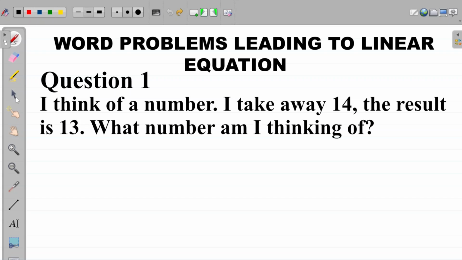Question 1 says, I think of a number, I take away 14, the result is 13. What number am I thinking of? So this is a word problem question. Let's obtain the number we are thinking about. Now, the first thing we do is to assign a variable to the number. So we can establish that let the number be x.